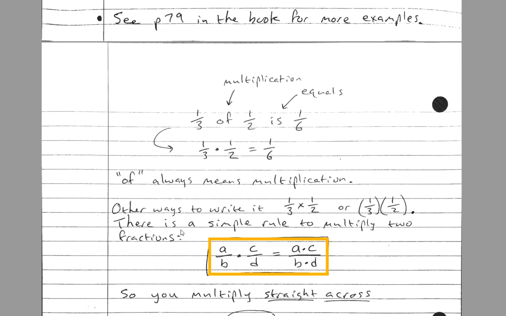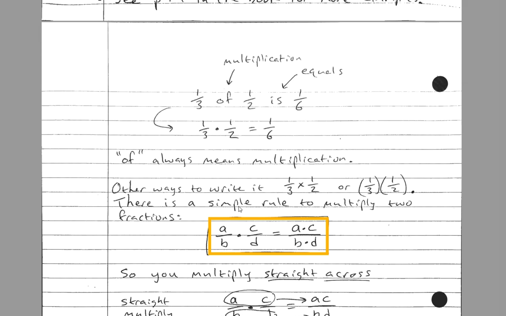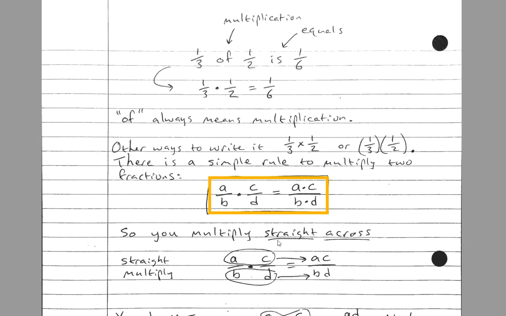So the bottom line is there's a simple way to multiply 2 fractions together. In general, if you have the fraction a over b times the fraction c over d, then that's equal to a times c over b times d. You can see we're just multiplying straight across. Call it straight multiplying. The 2 numerators multiply to give you the new numerator. The 2 denominators multiply to give you the new denominator.